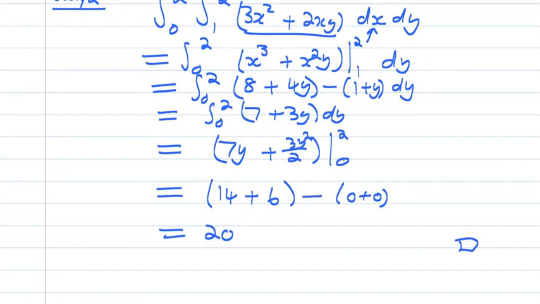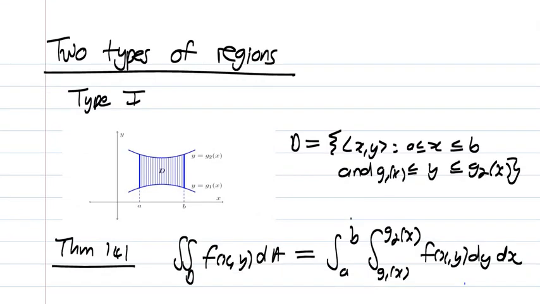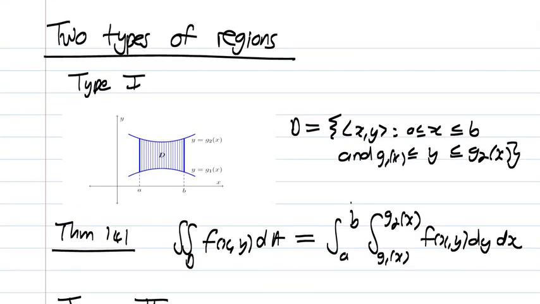Alright, but there's more to be done. Great. So what I want to do now is look at two types of regions. There are lots of regions out there over which you can integrate, which is not necessarily a rectangle. And so we're going to start with region type 1.